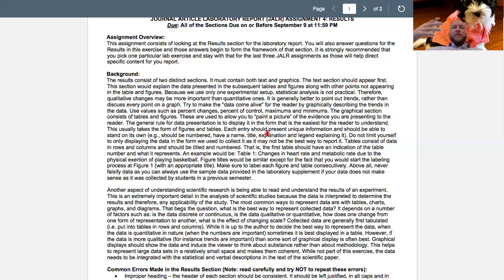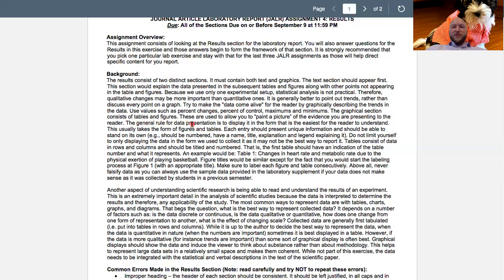So maximums and minimums, percent change is another great way. In this experiment, the minimum value that was found was 1. The maximum value that was found was 2. These are ways to make the data come alive in the text section. After that, you should have a graphical section, which consists of tables and figures.